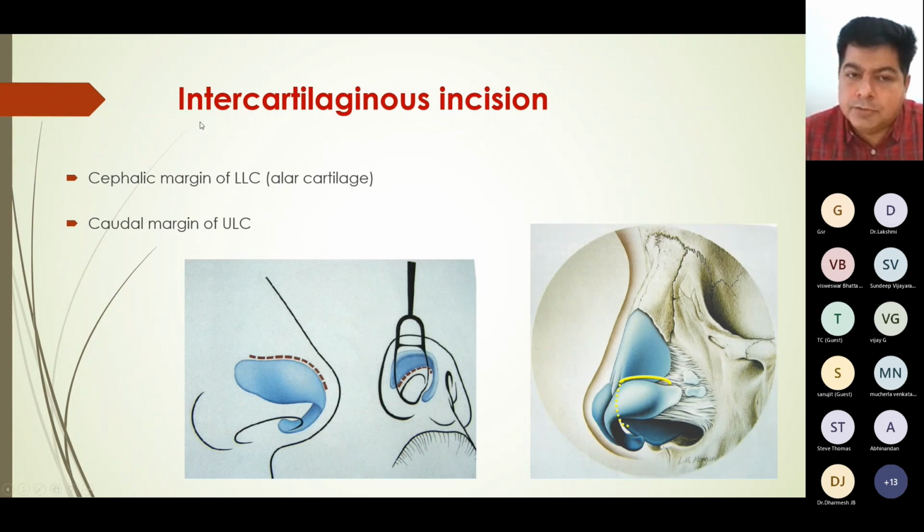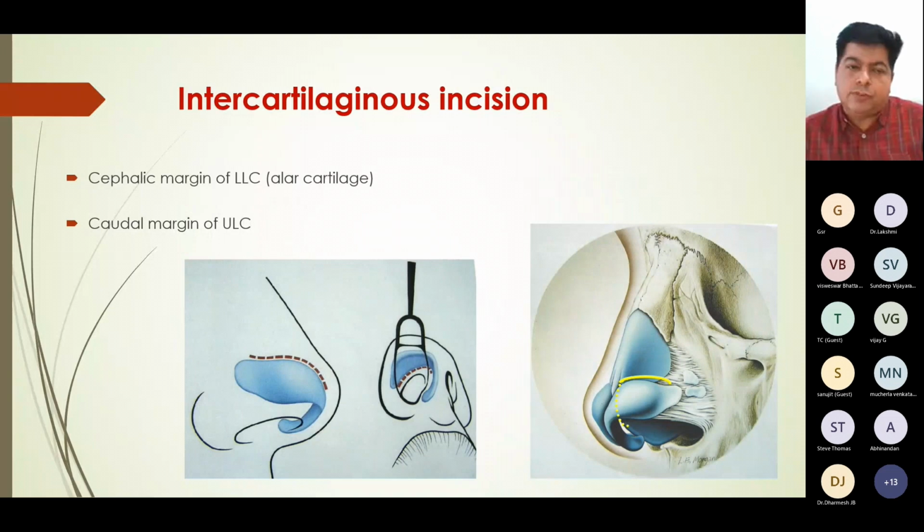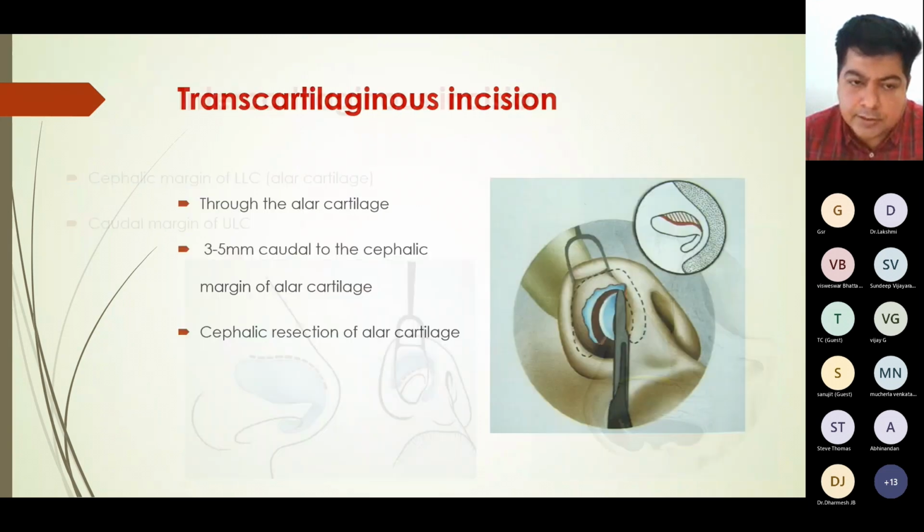Intercartilaginous, as the name signifies, is between the two cartilages, between the upper and lower lateral cartilages. When you put a double nasal hook, you will see a prominent line called the limen nasi between the upper and lower lateral cartilages. That is the site of incision, at the cephalic margin of the lower lateral cartilage and the caudal margin of the upper lateral cartilage. It will provide you exposure in case you want to do something to the mid vault, only for the dorsum, and you don't want to address the internal nasal valve area. Then it is a good incision.